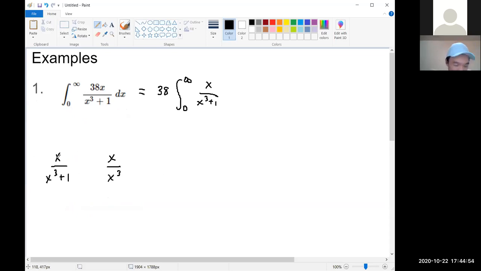So we have the original integral, which I factor out of 38, so we're left with x over x to the third plus 1. And then I'm going to write this one right here, x over x to the third, which I'm going to compare it to. So can you guys tell me what inequality sign should go between these two integrals?